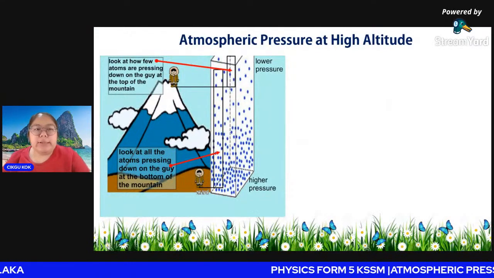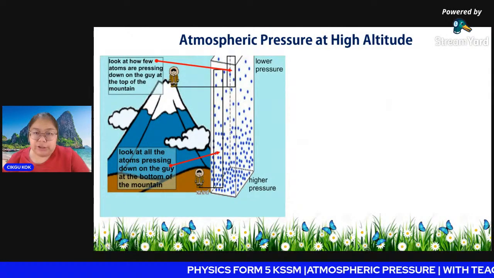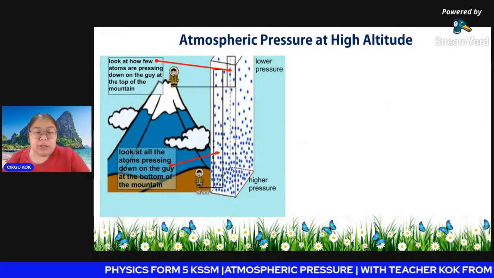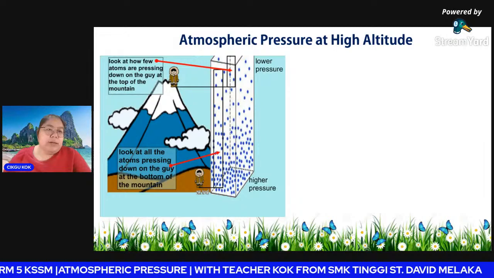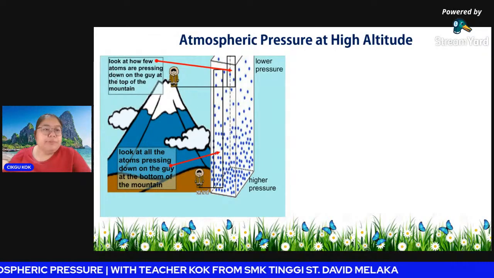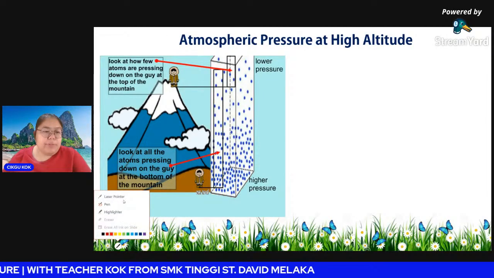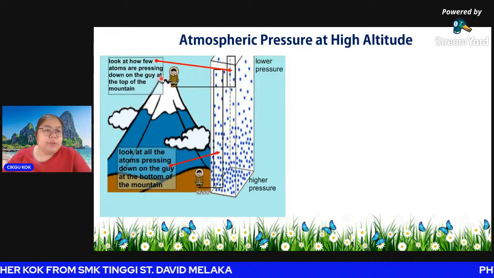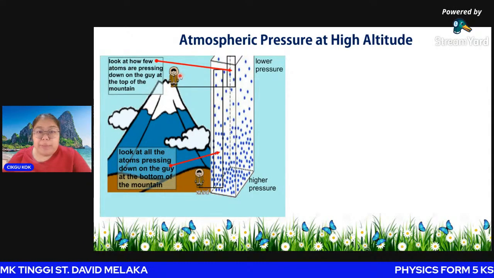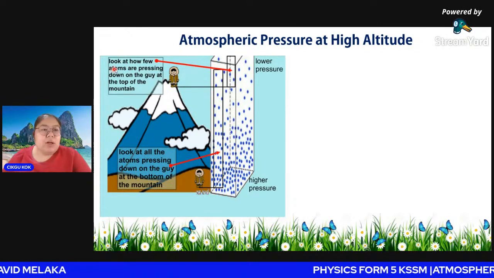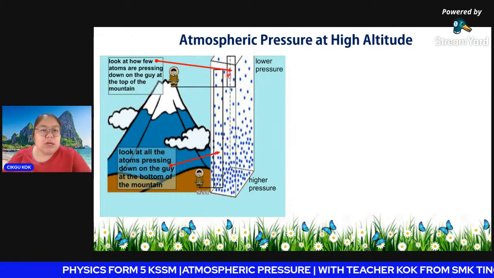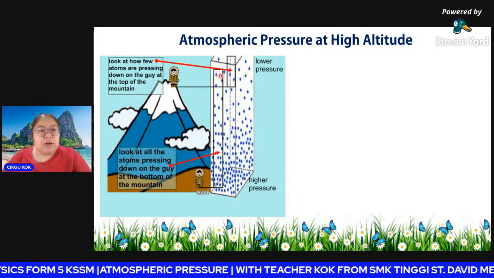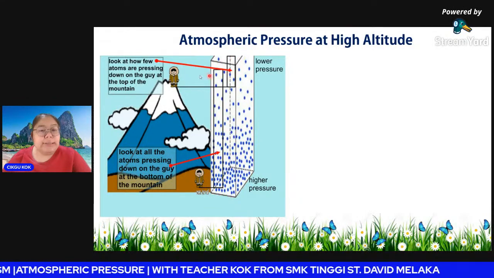This one is talking about atmospheric pressure at high altitude. We see what happens at high altitude. You can see through the diagram here. The diagram shows a person at the top of a mountain. From here, they say look at how the force of air is pressing down on the guy at the top of the mountain. So this is the total amount of atmospheric pressure acting on the guy.